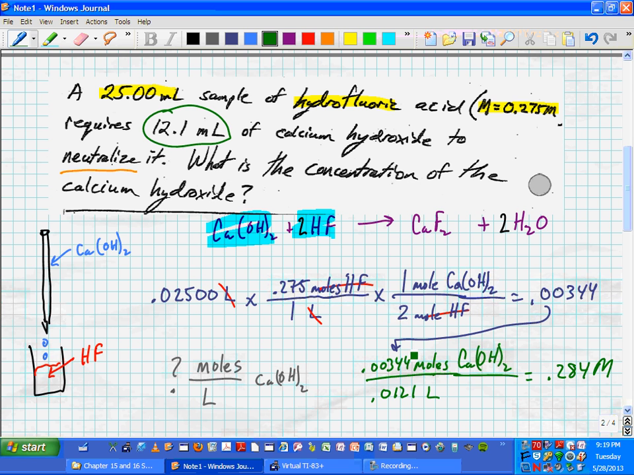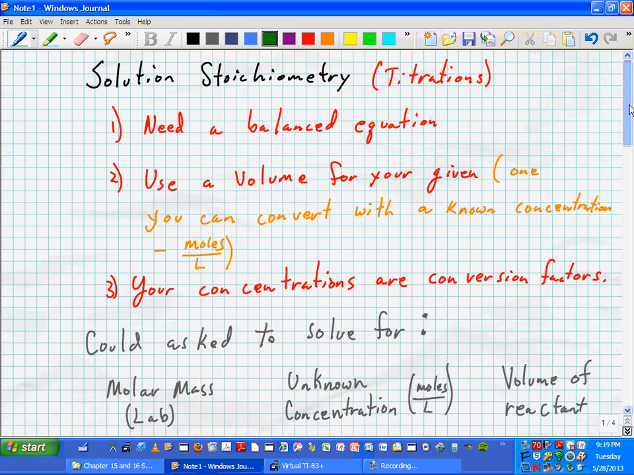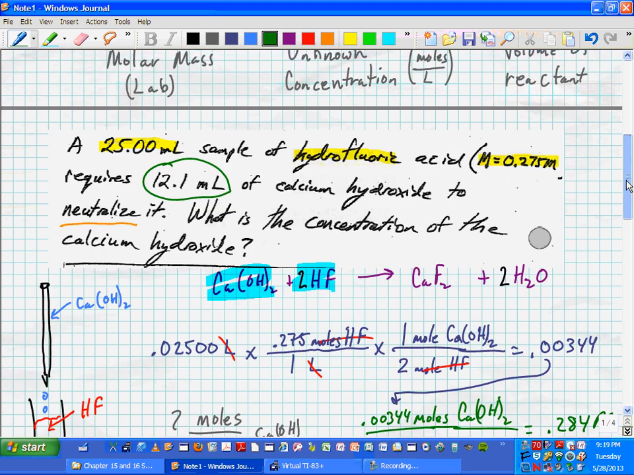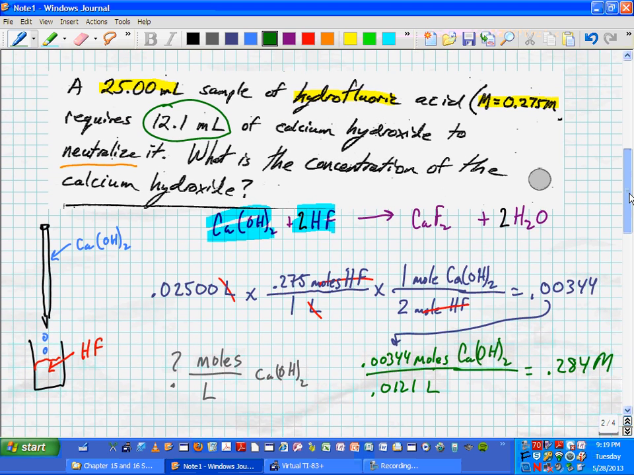Again, I was looking for moles per liter, because I already knew my liters. Well, indirectly, I knew my milliliters and could convert it. Started with a balanced equation. So let's take a look at my guidelines. I started with a balanced equation. I used a volume for my given, and I solved for the unknown concentration. There. I've got calcium hydroxide in there. All right, so that's one type of problem.